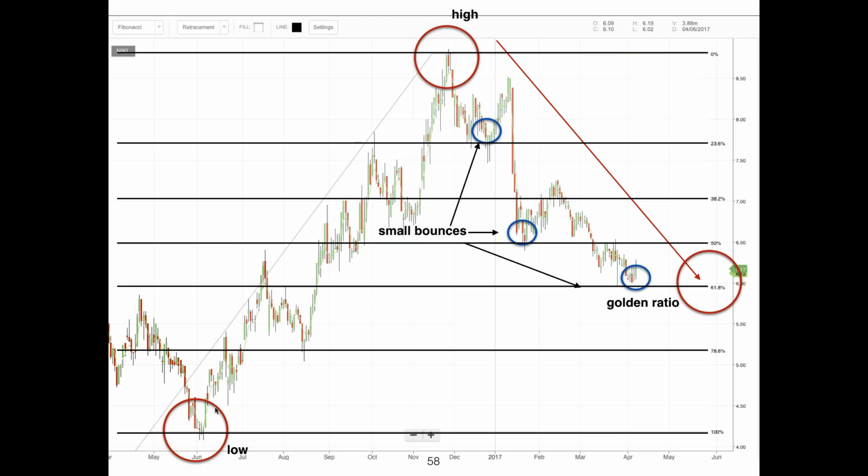Bounce number 1 was at the 23.6% Fibonacci level. Bounce number 2 was at the 50% level. Bounce 3 was at the 61.8 Fibonacci level. Now bounce 3 is the golden ratio. The 61.8% level is the golden ratio because securities often bounce at that level. It is supposed to be a strong support level.